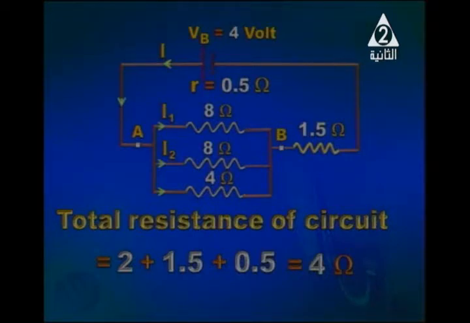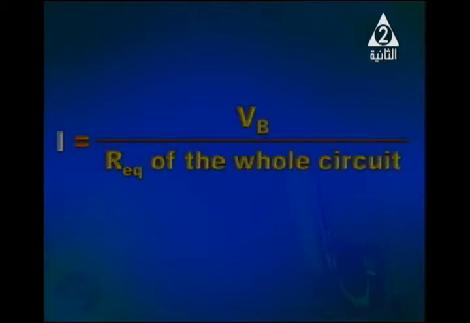The current through the battery, we call it the total current. So total current equals V battery over R equivalent, or R total of the circuit. It is equal to 4 over 4. Total current equals 1 ampere. Current through the battery equals 1 ampere.